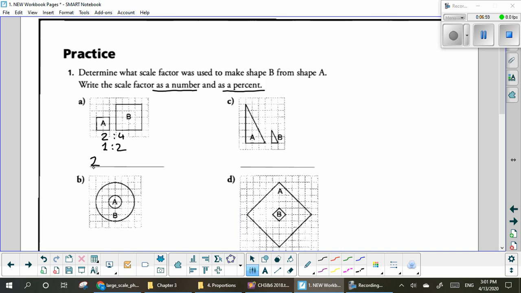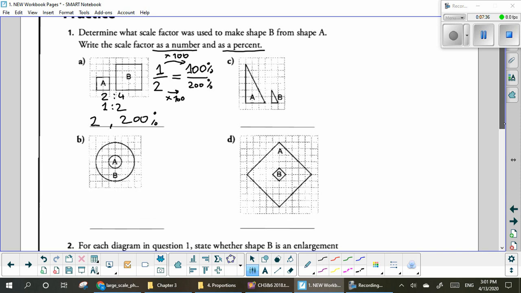If I'm looking at percent, I can set up a little proportion. The original was 1. The enlarged one is 2. And I know that the original is 100%, which means that, if you remember, this is times 100. This is also going to be times 100, which means that this is 200%. So 2, and 200% of the original.